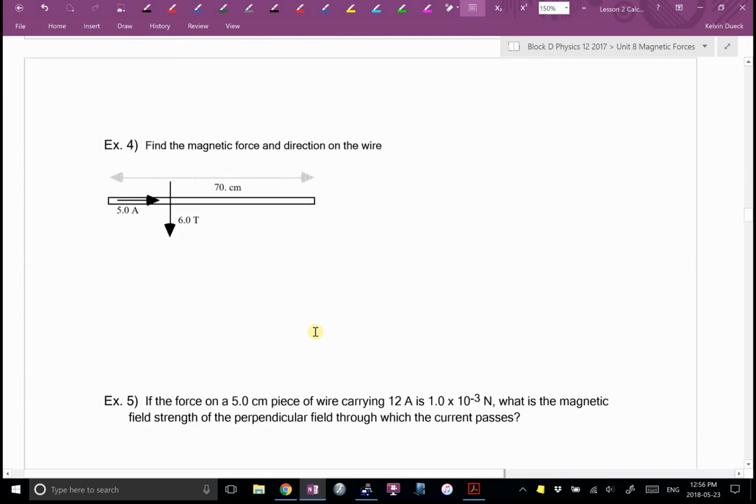So, example 4. Here is a wire. You're going to have to kind of decipher my stick figure diagrams, but it looks like the current in the wire is moving to the right. Yes? What direction is the magnetic field? Down the page? Okay. It says find the magnetic force and the direction.